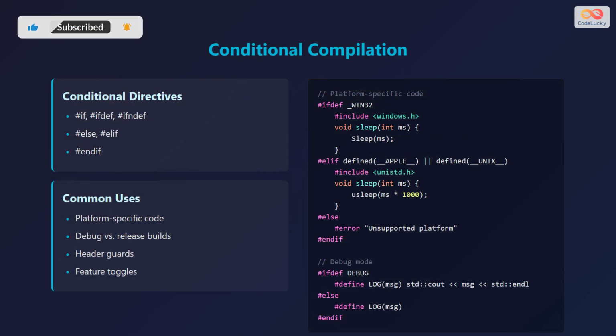Conditional compilation lets you include or exclude sections of code based on certain conditions. The directives you'll use are #ifdef, #ifndef, #else, #elif, and #endif. Conditional compilation is commonly used for platform-specific code. For example, you might include windows.h on Windows or unistd.h on Unix-like systems. It is also helpful for debug versus release builds, header guards, and feature toggles. For example, in debug mode, you might define a LOG macro that prints messages to the console. But in release mode, that macro might do nothing.